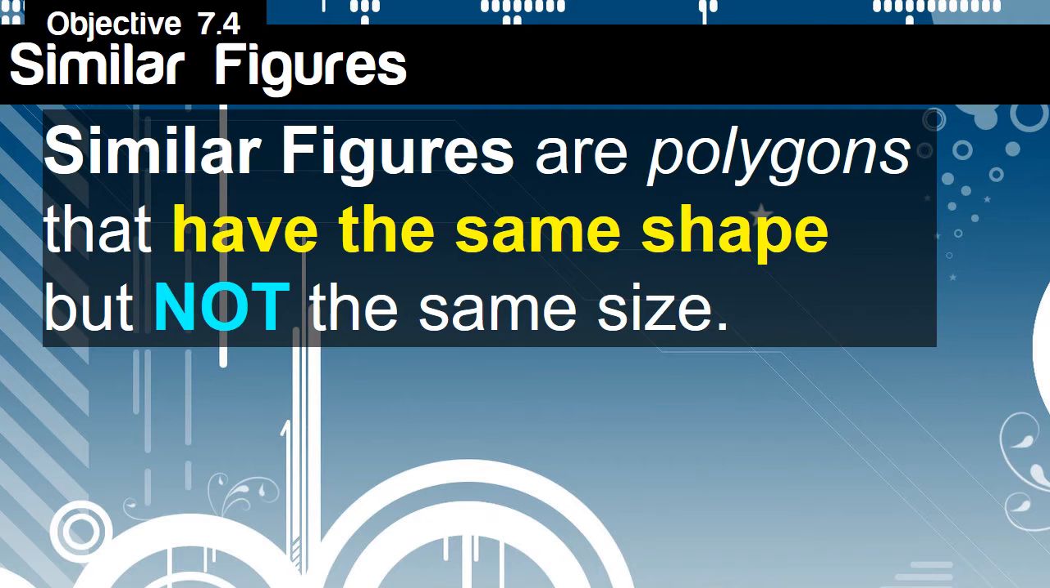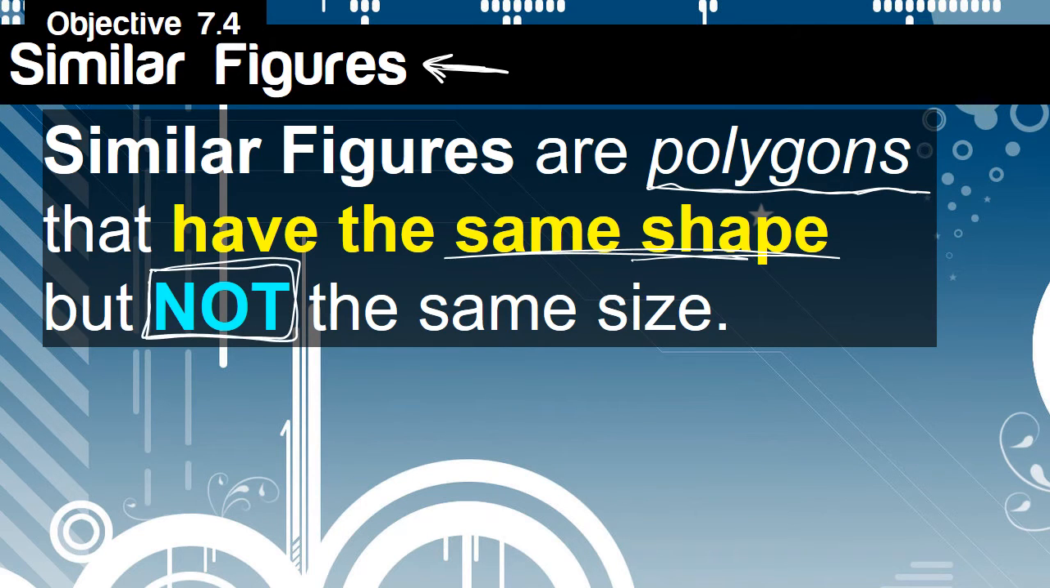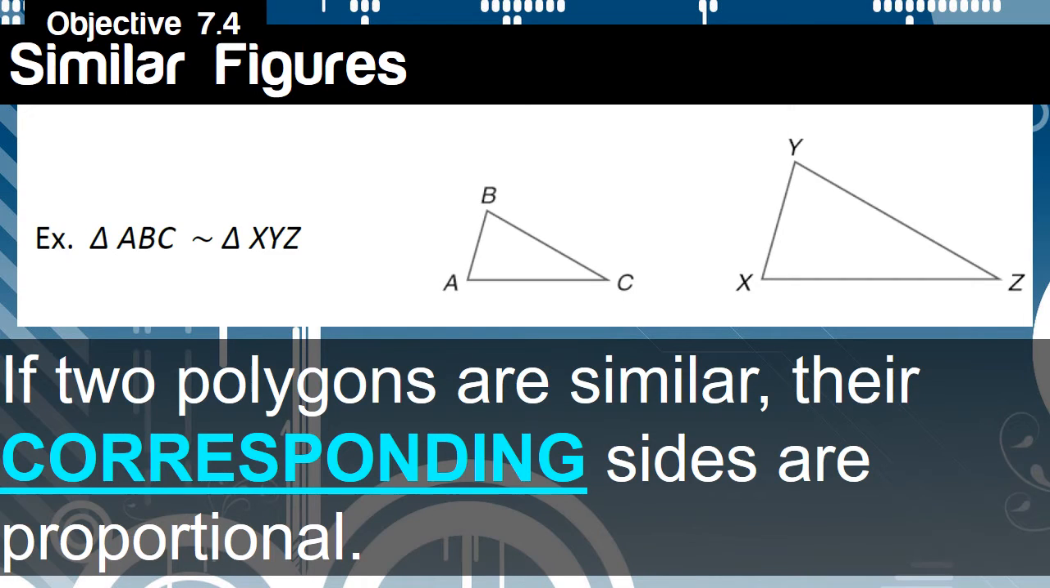In this edition of Mr. Peterson Presents, we're going to be talking about similar figures. Similar figures are polygons, so any-sided shape, and these polygons have the same shape, but not the same size. And so if two polygons are similar, their corresponding sides are proportional. We're given this example here.